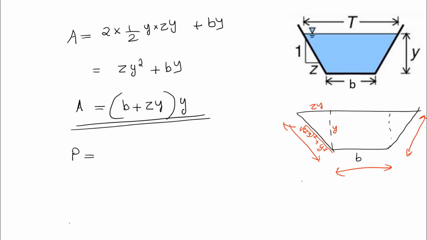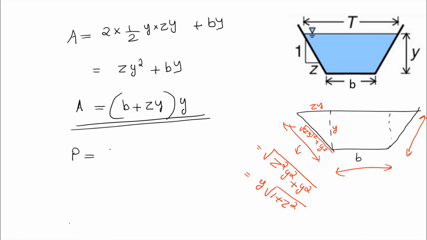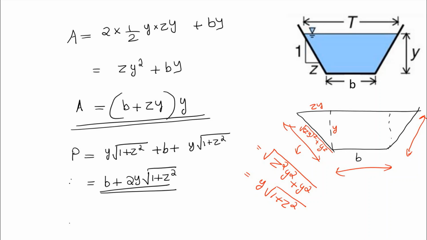So I can write this one as side slope length is root of z square y square plus y square, which again is, taking y square outside, y in the root of 1 plus z square. So this is the length of a sloping side. Now we can write the perimeter as length of sloping side 1, y in the root of 1 plus z square, plus b, plus again the length of another sloping side, that is y in the root of 1 plus z square. So I can write it as b plus 2y in the root of 1 plus z square. So this is the perimeter.